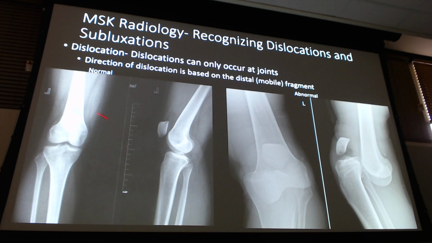But here's your normal. This is where the knee's supposed to be, right? And this is why we say joint spacing and joint alignment. This joint really not aligned, right? This is a problem. The patella's doing good. That's nice. It's stable where it needs to be, right?